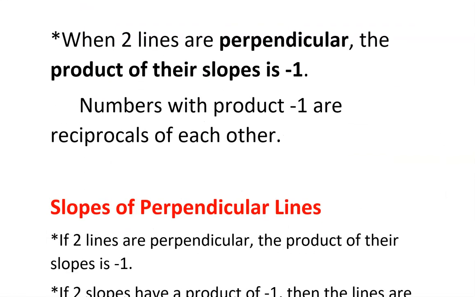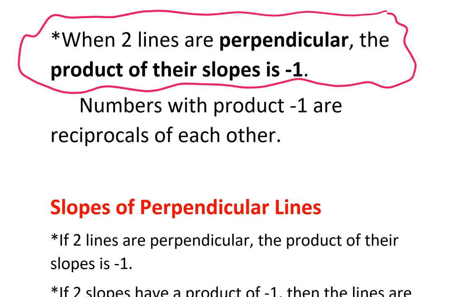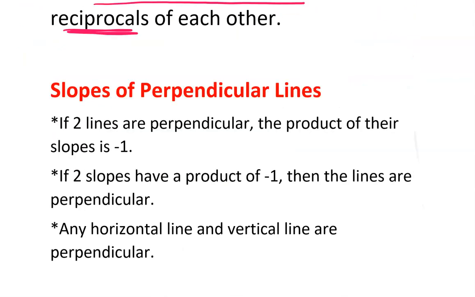Now we're going to switch over to perpendicular. Bring your questions tomorrow about either parallel or perpendicular. When two lines are perpendicular, the product of their slopes is negative 1. This is a very important little tidbit, so make sure you put that in your notes somewhere, not with your postulates and theorems, just in your notes. And also note that numbers with the product of negative 1 are reciprocals of each other, so they're going to look very similar. They're just going to be flipped.